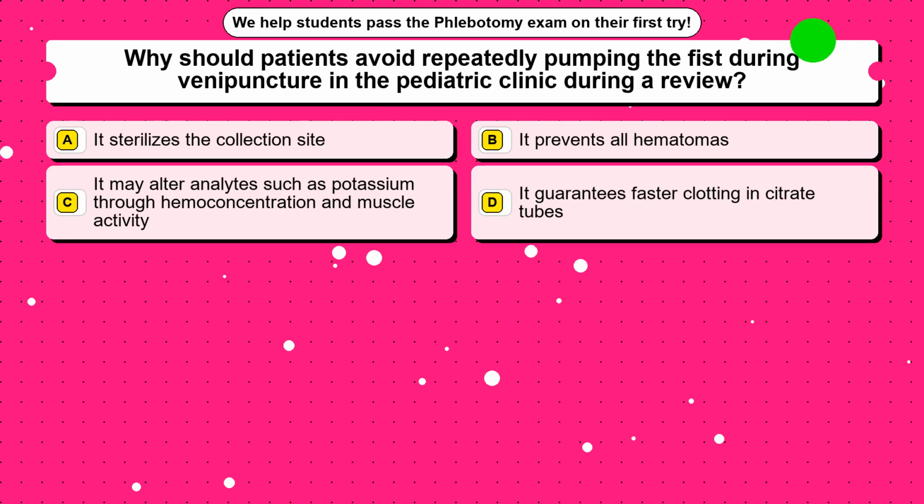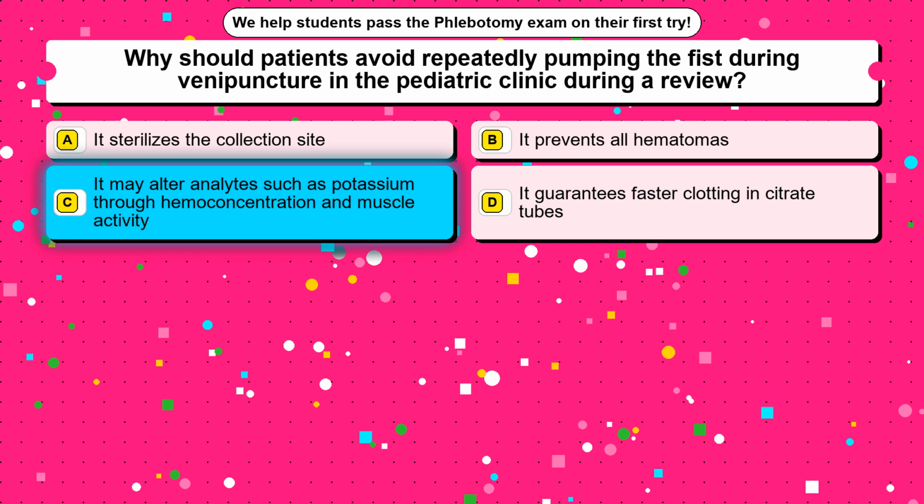Question 22. Why should patients avoid repeatedly pumping the fist during venipuncture in the pediatric clinic during a review? Option A. It sterilizes the collection site. Option B. It prevents all hematomas. Option C. It may alter analytes such as potassium through hemoconcentration and muscle activity. Option D. It guarantees faster clotting in citrate tubes.